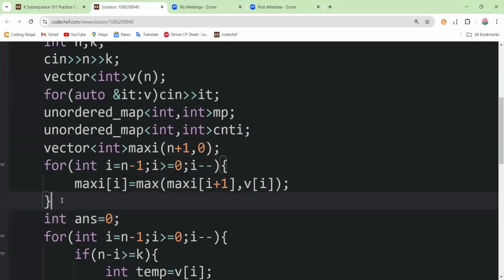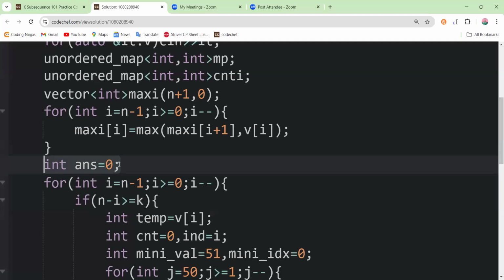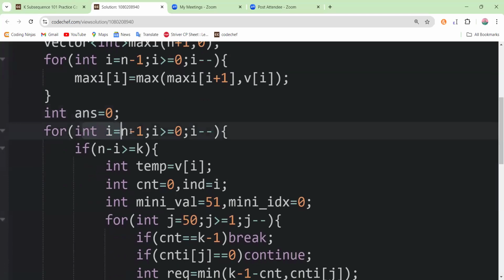Does anyone have any doubt till now? Till this point? Okay. So now I initialized my answer to 0. I will simply try to maximize this answer. So what I am doing is going to each and every index from n minus 1, index greater than equals to 0, index minus minus. So basically traversing from right to left.